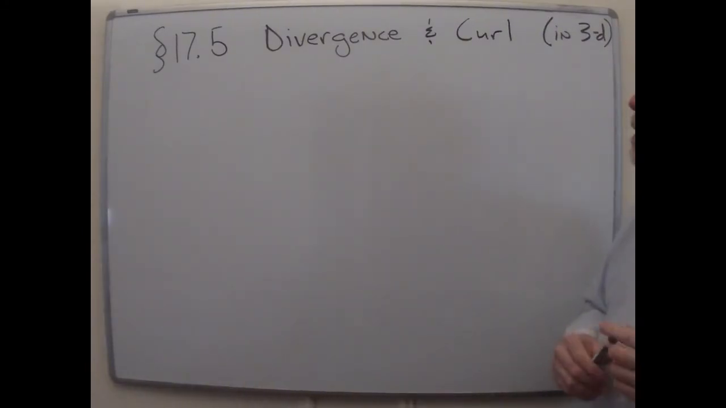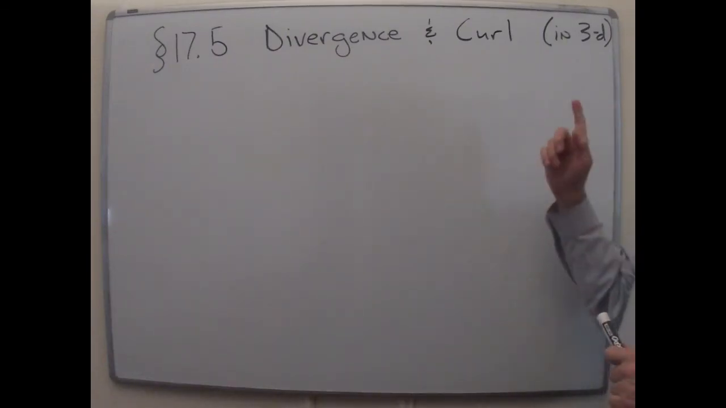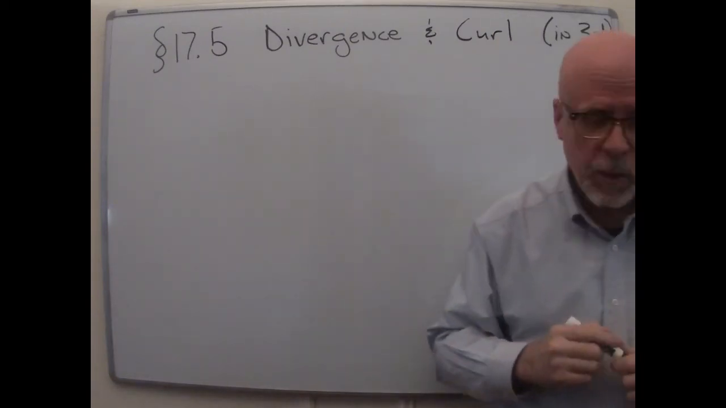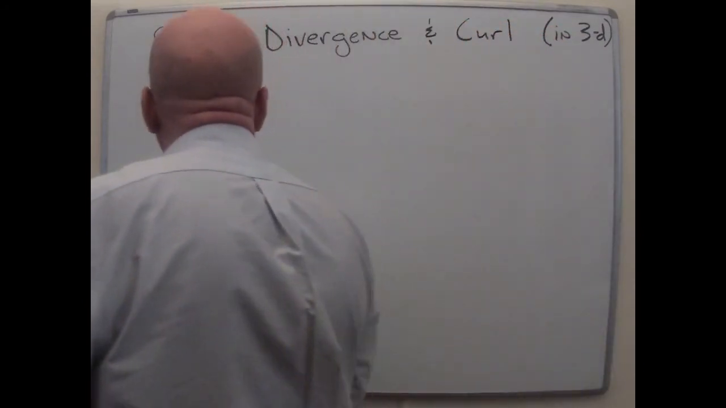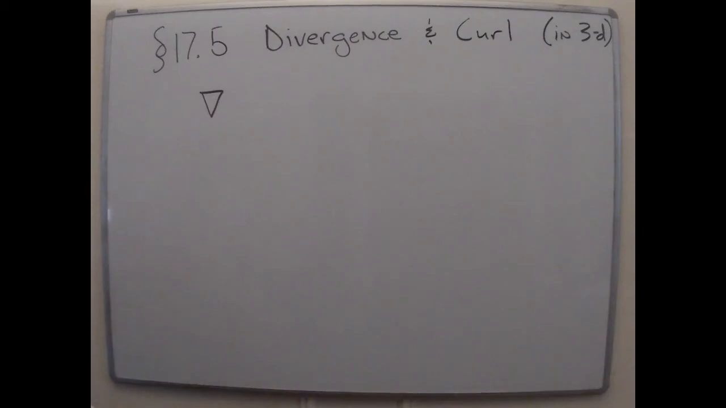Hey folks, this lecture is going to be about section 17.5. It's called Divergence and Curl, but in particular, we've actually seen these things in 2 dimensions, so we're looking at it in 3D now. I believe I already introduced this thing, the del operator.